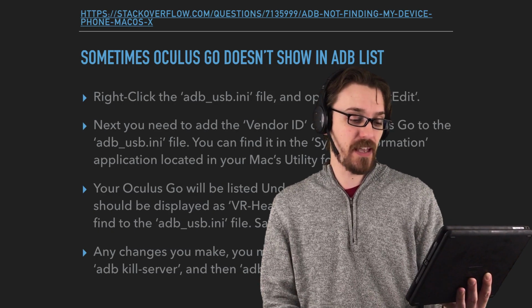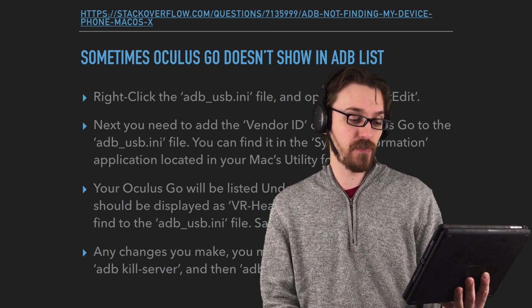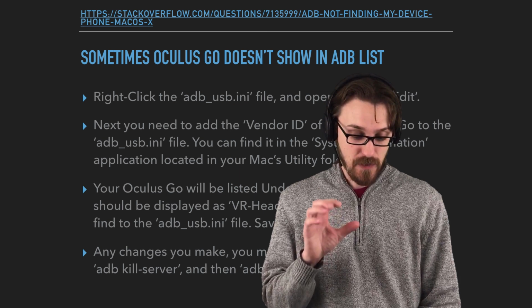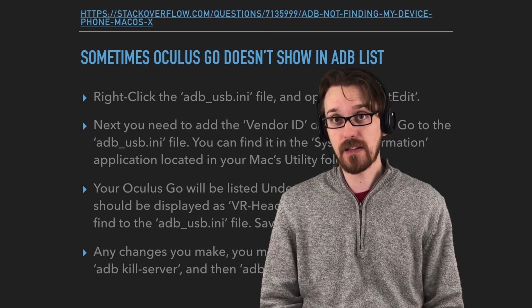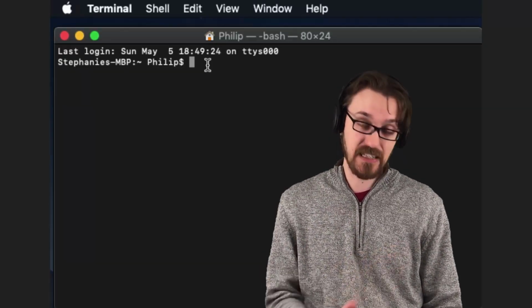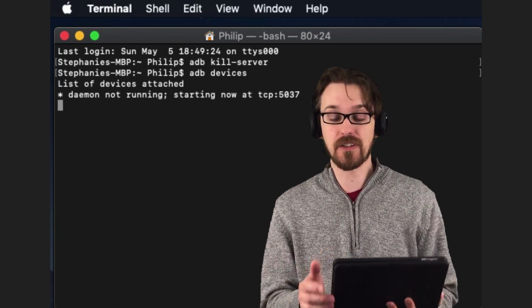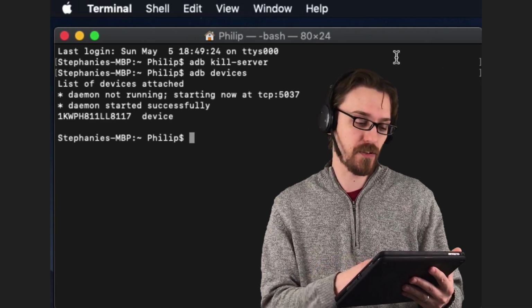Any changes you make, you may need to run the command adb kill-server and then adb devices again in the terminal. So you may find that adb devices still isn't showing your Oculus Go, so you may need to type adb kill-server, press enter, and then type adb devices, press enter again.